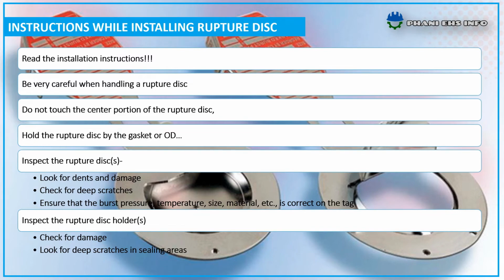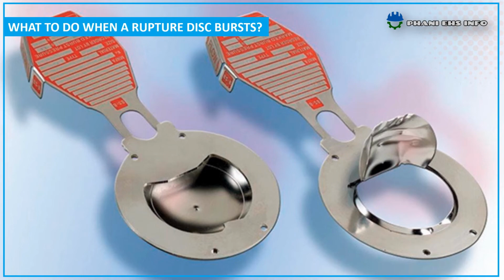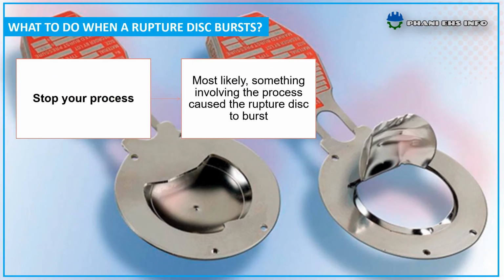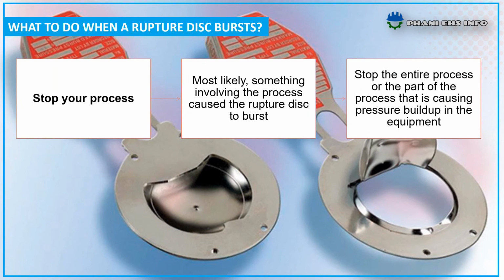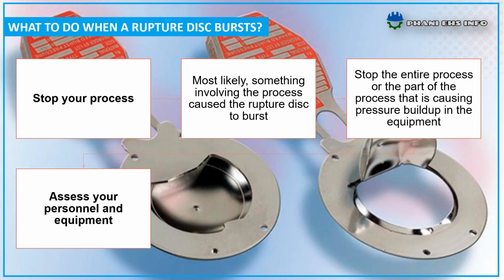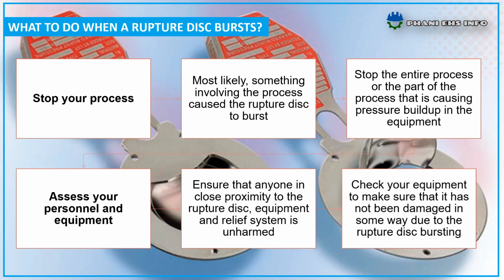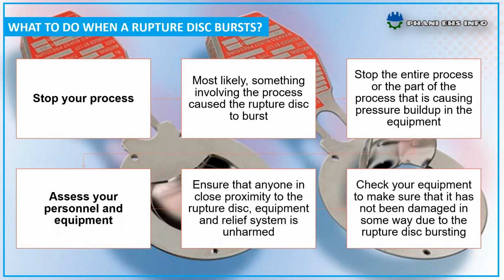And last one, what to do when a rupture disc bursts? Stop your process. Most likely, something involving the process caused the rupture disc to burst. Stop the entire process or the part of the process that is causing the pressure buildup in the equipment. Access your personal protective equipment. Ensure that anyone in close proximity to the rupture disc, equipment, and relief system is unharmed. Check your equipment to make sure that it has not been damaged somewhere due to the rupture disc bursting.